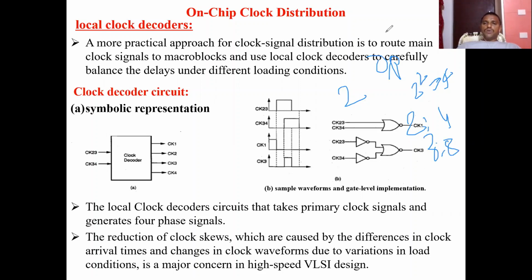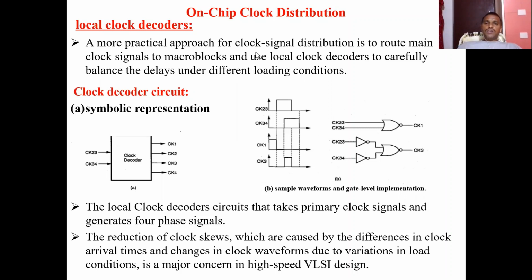Similarly here we are going to use these decoders to distribute the clock signals. So that's why the name is local clock decoders, because here we are going to distribute the clock on the chip area. That's why these are called local clock decoders. Internally we are generating the different clocks from the given two inputs. So that's what we will see here. A more practical approach for clock signal distribution is to route main clock signals to the macro blocks and use local clock decoders to carefully balance these delays under different loading conditions.